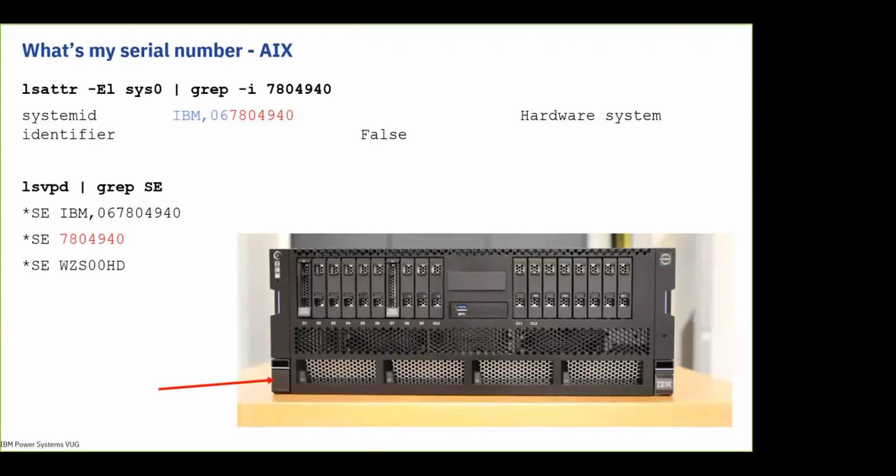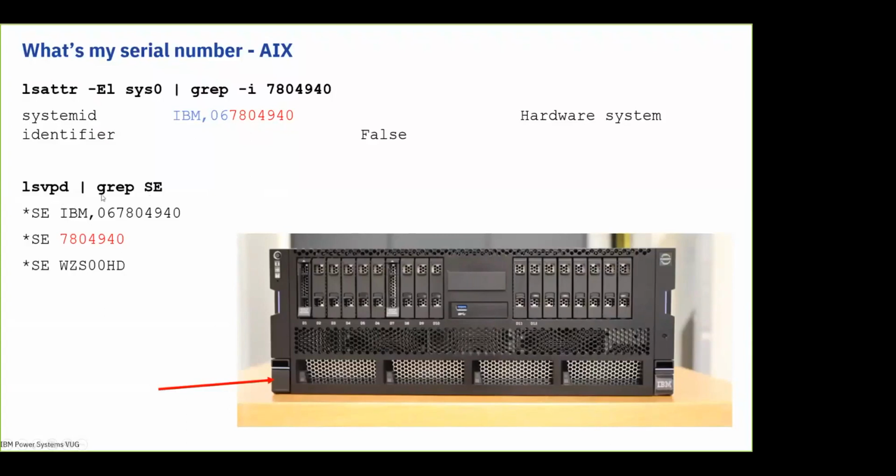Okay, a few things about the hardware. This was a question which came in: I know how I can find my serial number in AIX, but how do I find it in Linux? On AIX you can run lsattr, and you can look at sys0, and you can find a particular system ID here. In this case 78-04940 would be the serial number.